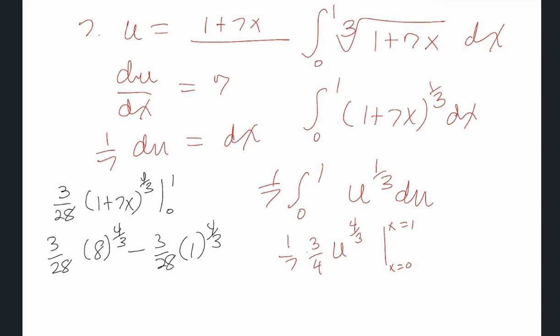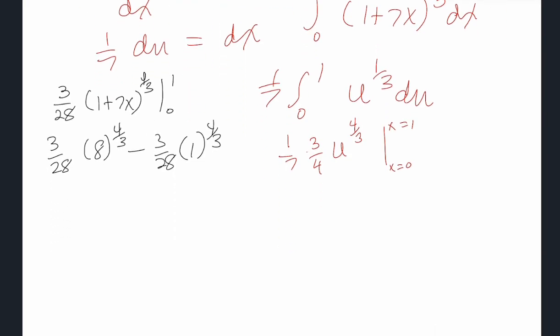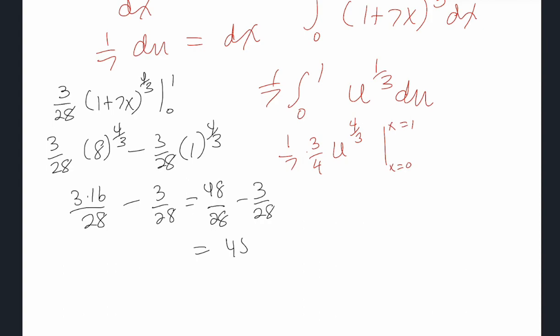Okay, the cube root of 8 is 2, so 4/3 just means take the cube root, get 2, and then take it to the 4th power. So it becomes 16. So that's 3 times 16/28. I'm going to fix it in a minute. And then 1 to any power is just 1, so that's 3/28. 3 times 16 is 48, so that's 48/28 minus 3/28, which is 45/28.